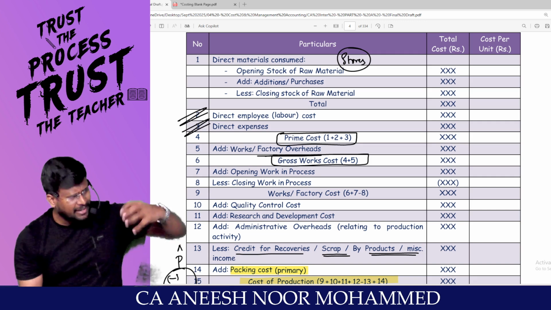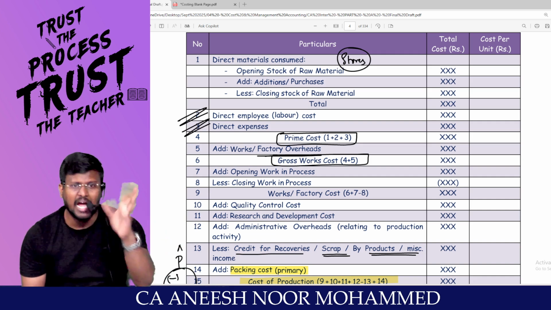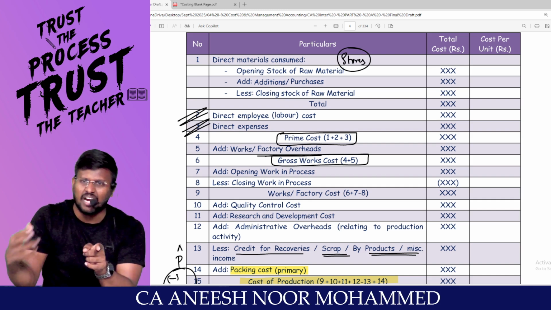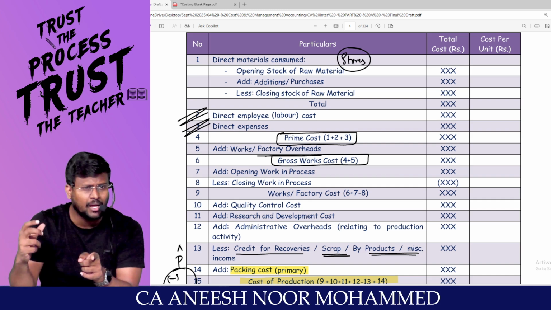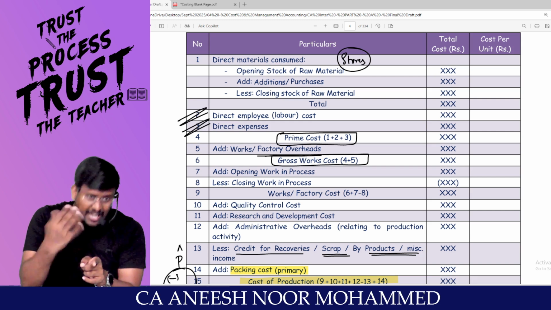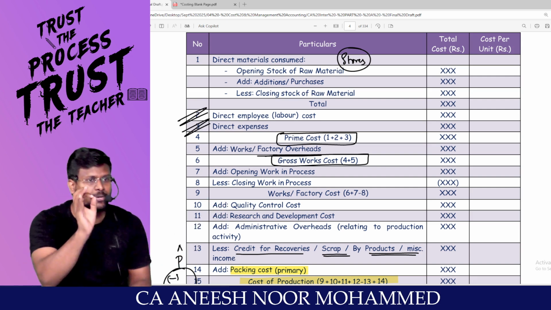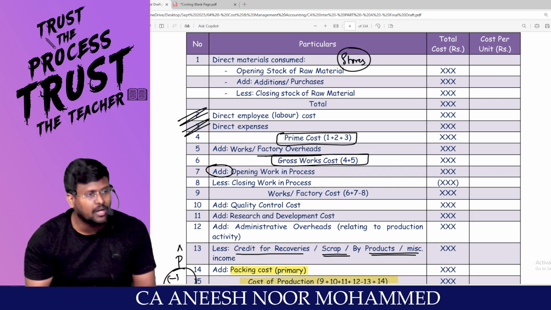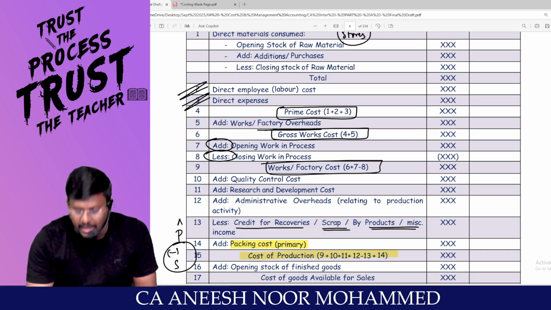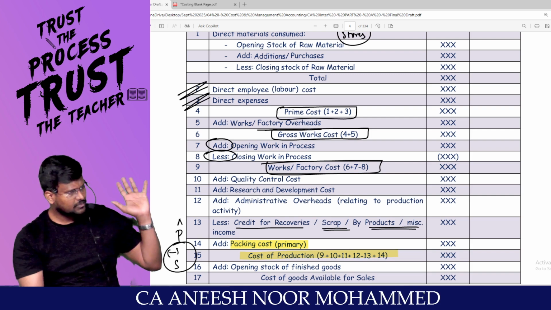Pakka, sir? But inside the factory, whatever work I have started during this period, I will not complete in this period itself. Sometimes last period I would have started some work, and out of that some work will be pending. That I will complete first in this period. And during this period I will start certain work, complete a little bit, and complete the rest in the next period. That's why add opening stock of WIP, less closing stock of WIP, and I will get the factory cost or works cost or net factory cost. Comfortable? Are you all really with me?